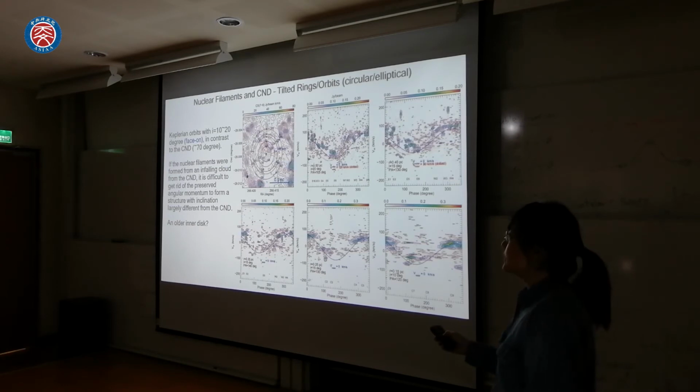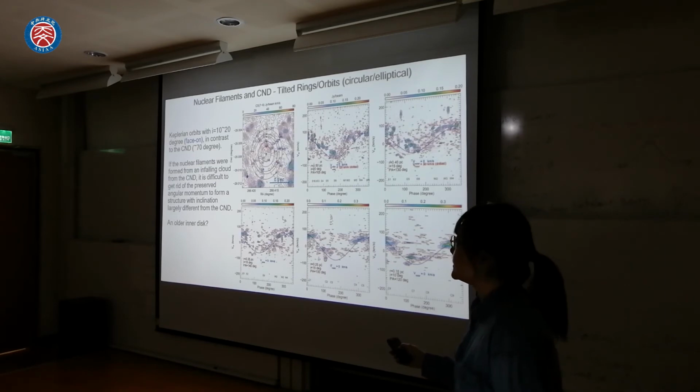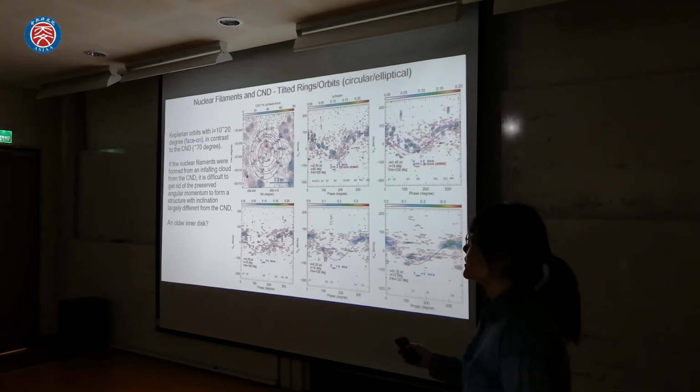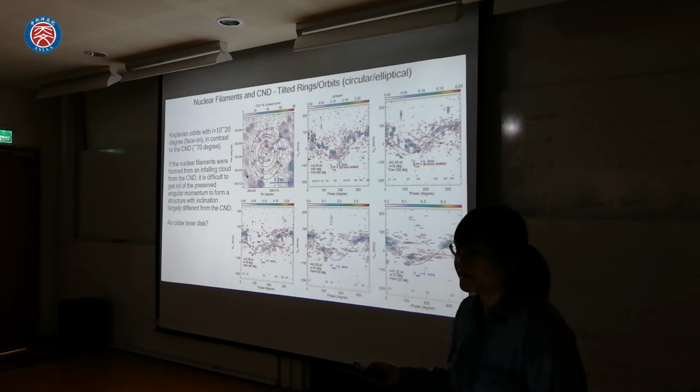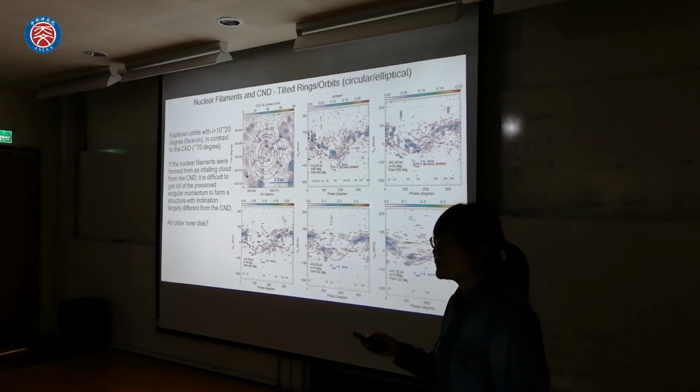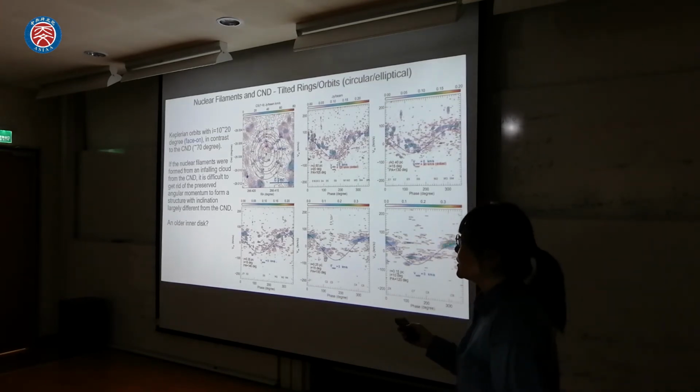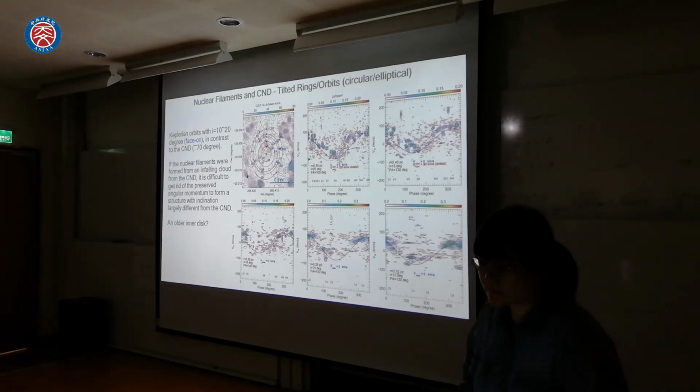So I think the different inclination and geometry tell us that analyzing the structures in this region reveals a different epoch of accretion history. So this is probably an earlier infall event, earlier than the CND. So it is like an older inner disk.